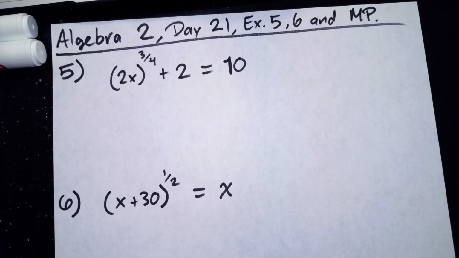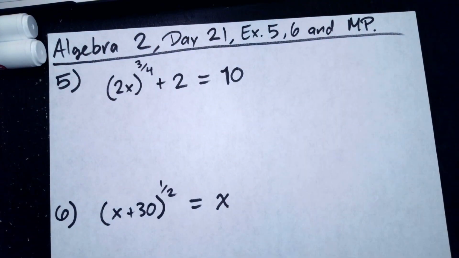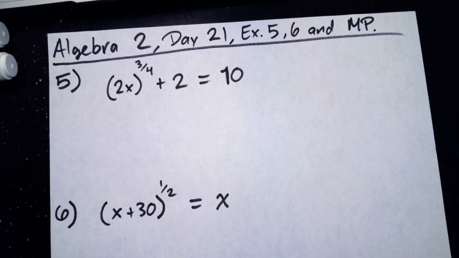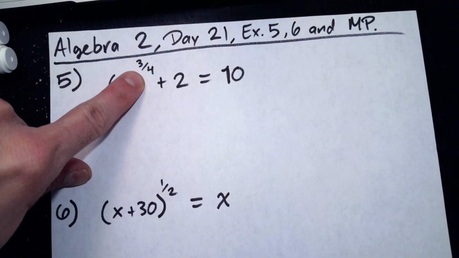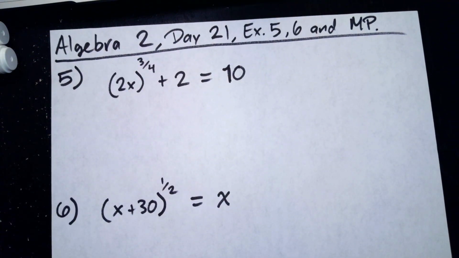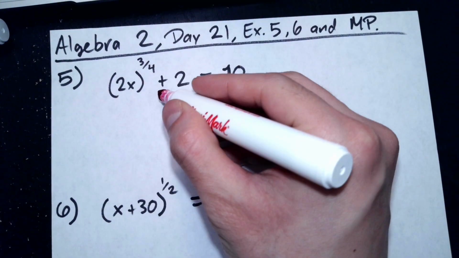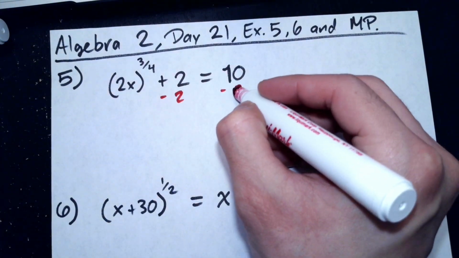Alright, so for these next examples, for 5, 6, and the monitoring progress, we're going to be doing something very similar to the problems we did before. But now we don't have radicals, now we have them in the forms of exponents. But you're going to see that these work exactly the same way as before. So like before, we're going to make sure that x is by itself. I want to subtract this 2.